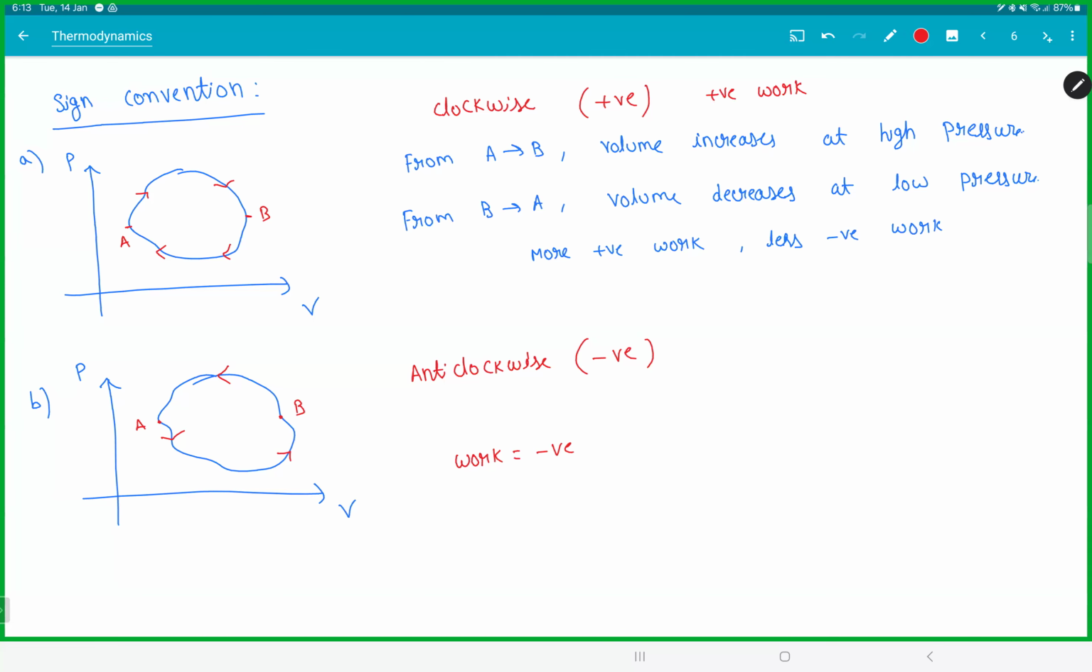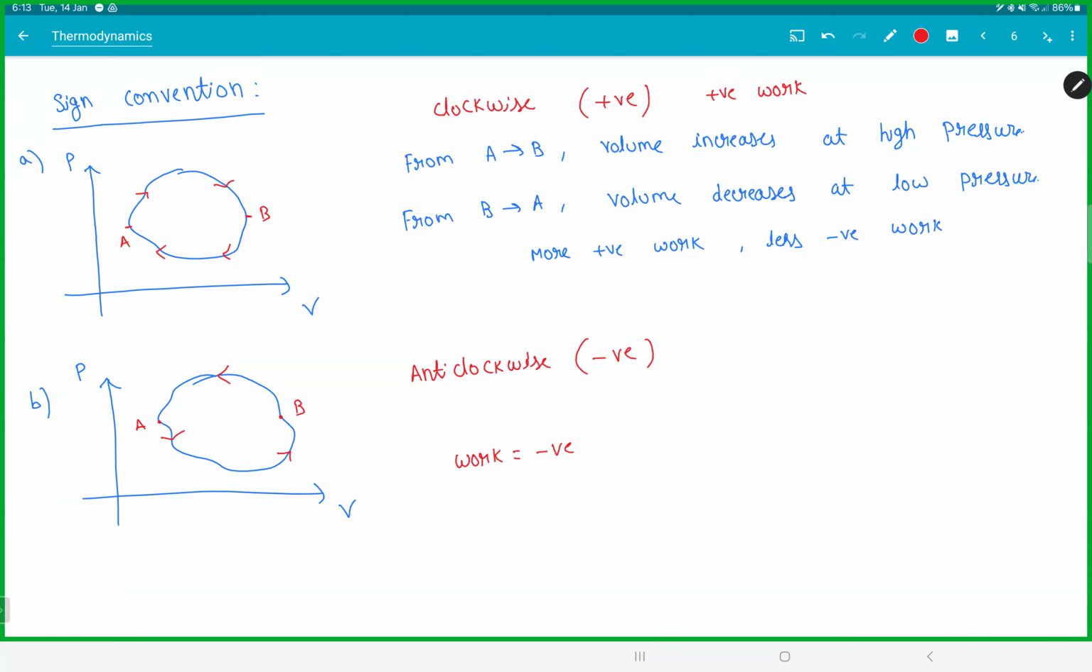Is this making sense, everyone? Check it out. Whether it is positive or negative, the entire sign convention depends on the direction of the arrow. Are you going clockwise or anti-clockwise? Any doubts on this page? Please ask me. Clear?